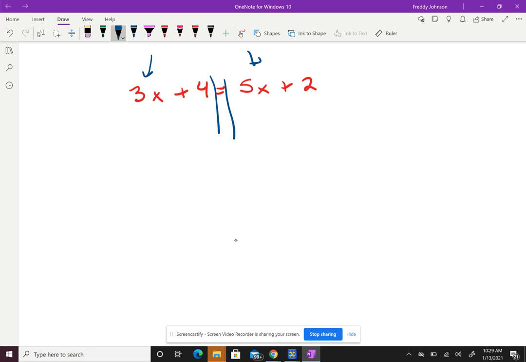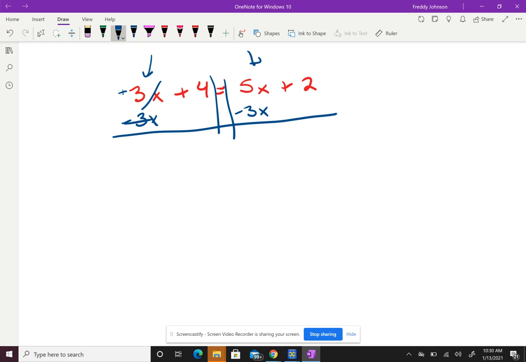It's simple. This is a positive 3x, so to get rid of it we do the opposite. The opposite of adding is subtracting, so we're going to subtract 3x. Now, whatever I do to one side, make sure we do it to the other side, and to the like term. So this is where they're going to be right here.